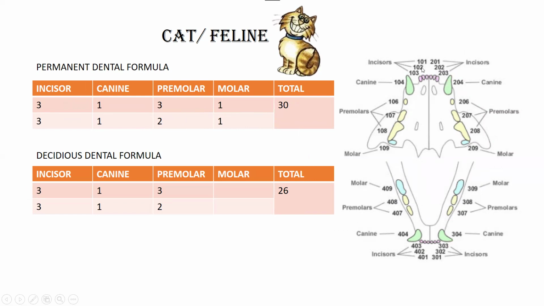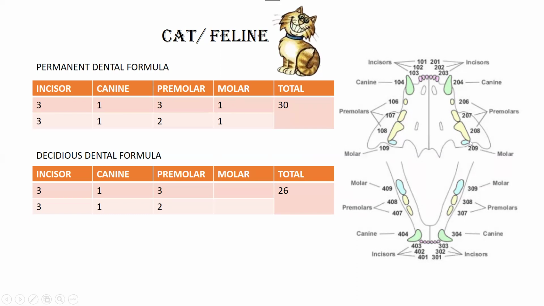So 101, 102, 103 are the 3 incisors. Then this one canine makes 104. Next, you can see there are 3 premolars, not 4, so they have skipped the 105 number. 106, 107, 108 are its premolars. And then we have one molar, and we have said that the first molar always starts with the number 109. So it's 109.